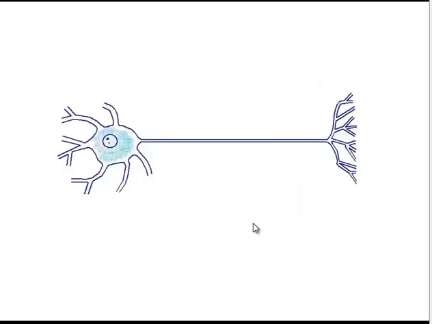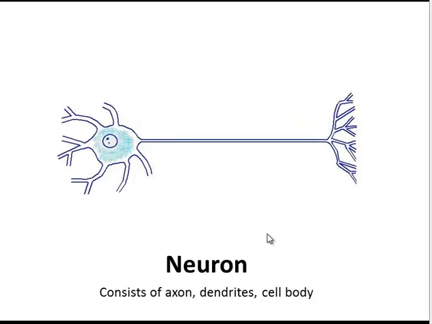Now, the main cell that makes up the brain and other parts of the nervous system is the neuron. And it consists of specialized features like an axon or dendrites or the cell body. And the neuron might communicate with an effector cell, such as this set of muscle cells, in order to make you respond.